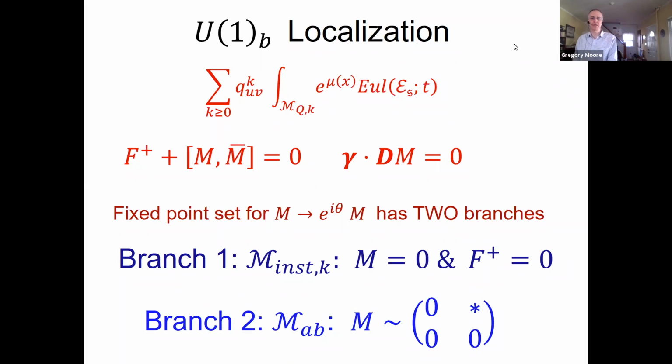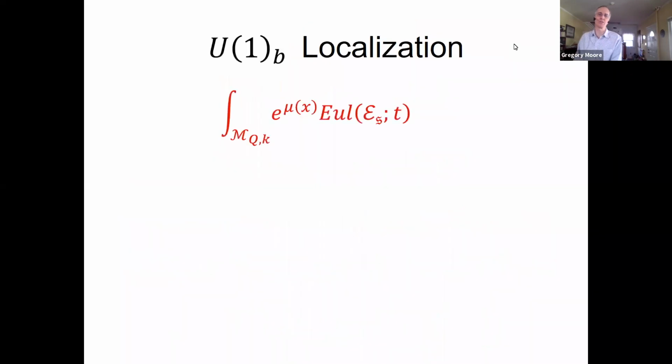And they've essentially been successful. It took a lot of hard work, but they've essentially been successful in implementing that idea. We're looking at it slightly differently. We're integrating over the non-abelian instanton moduli space, and we're getting contributions from the two branches like that.